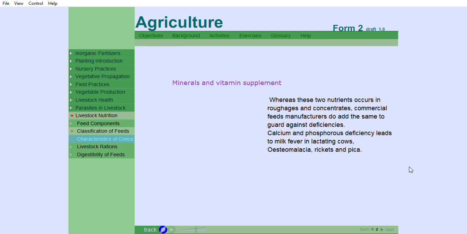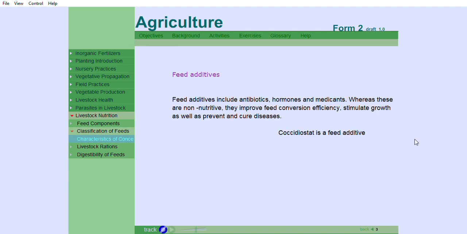Minerals and vitamin supplement. Whereas these two nutrients occur in roughages and concentrates, commercial feed manufacturers do add the same to guard against deficiencies. Calcium and phosphorus deficiency leads to milk fever in lactating cows, osteomalacia, rickets, and pica. Feed additives. Feed additives include antibiotics, hormones, and medicants. Whereas these are non-nutritive, they improve feed conversion efficiency, stimulate growth, as well as prevent and cure diseases.